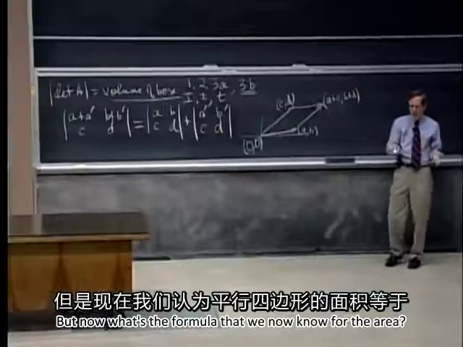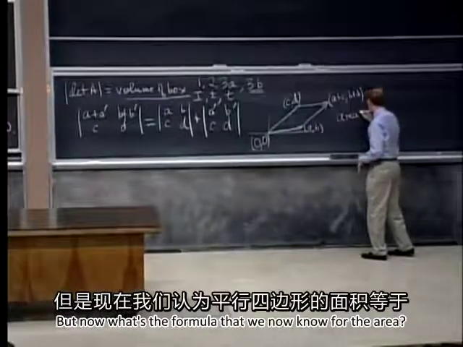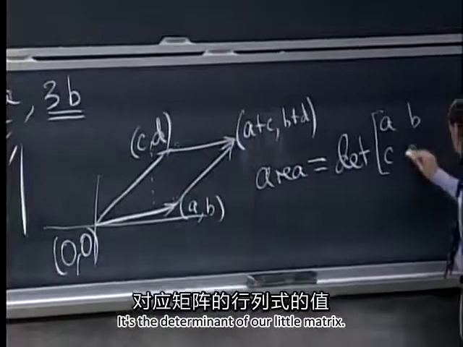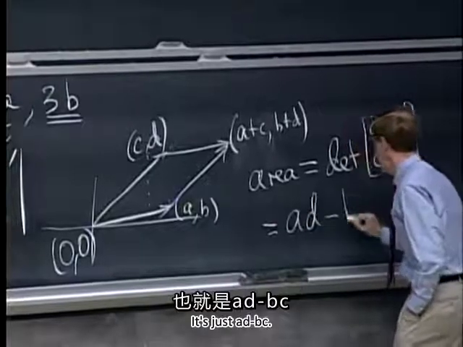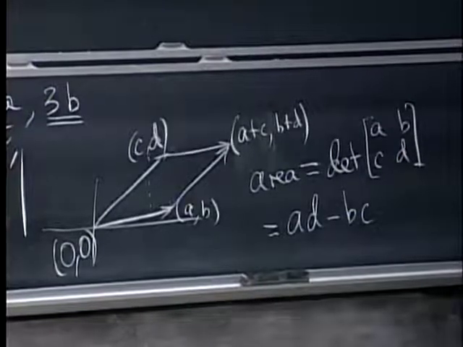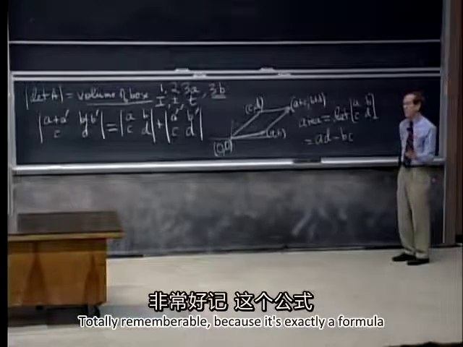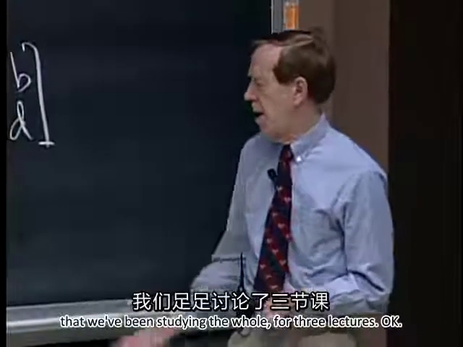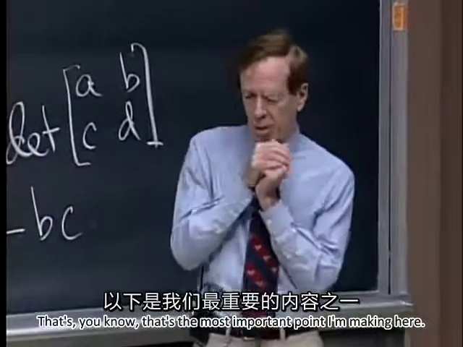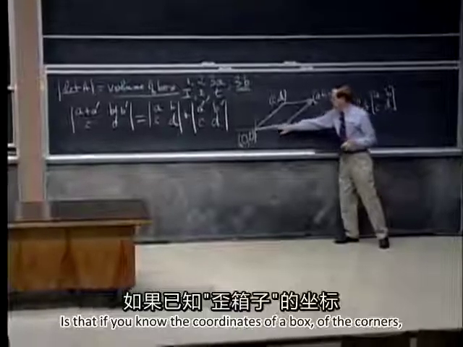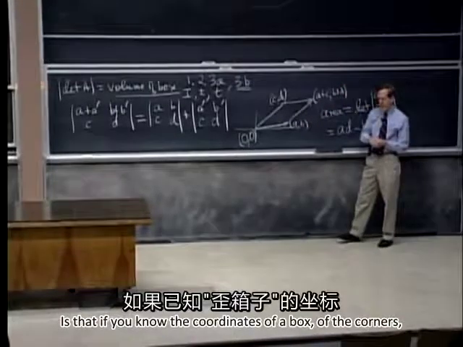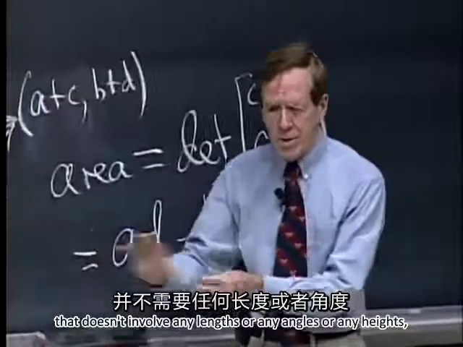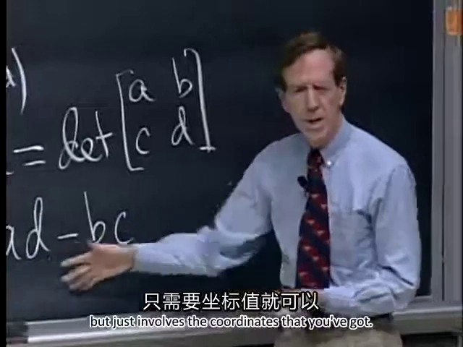But now what's the formula that we now know for the area? It's the determinant of our little matrix. It's just AD minus BC. No square roots. Totally rememberable because it's exactly a formula that we've been studying for 3 lectures. Okay. That's the most important point I'm making here: if you know the coordinates of the corners of a box, then you have a great formula for the volume, area or volume, that doesn't involve any lengths or any angles or any heights, but just involves the coordinates that you've got.